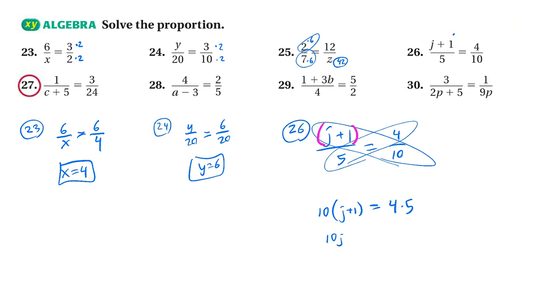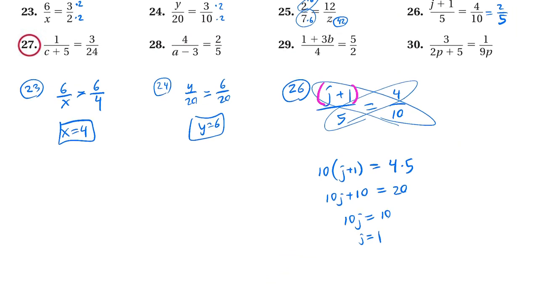So that's 10j plus 10 equals 20. So I subtract the 10 from both sides, and I get 10j equals 10. I divide by 10, and I get j equals 1. And just if we go back up here, plug j equals 1 in, and we get 2 over 5 equals, oh, and 4 over 10 does reduce to 2 over 5. So that was the right one, okay?